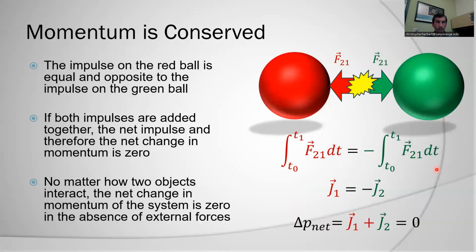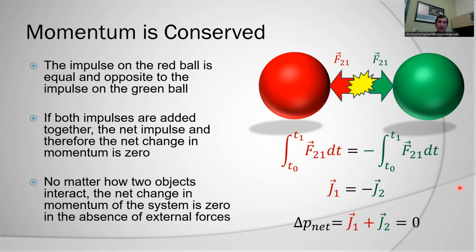So again, by Newton's third law, for every action there's an equal and opposite reaction. For every impulse, there's an equal and opposite impulse. And thus, the change in momentum of the entire system, for an isolated system where the external forces are zero, is going to add up to be equal to zero.